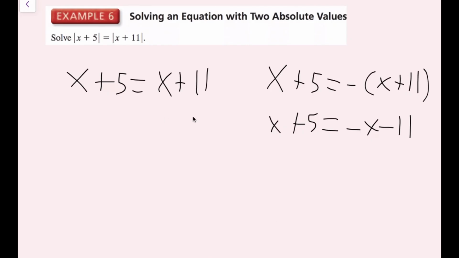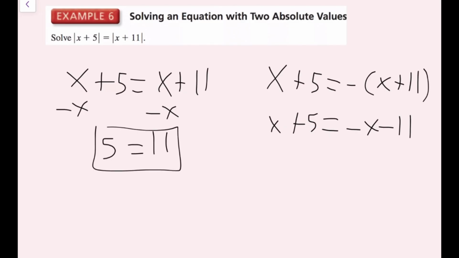And now over here, I see something a little fishy. I'm going to subtract x on both sides, and I get 5 equals 11. Well, I know that this is not going to work because 5 absolutely does not equal 11. Okay, so I know that this is going to give me something that's useless right here.